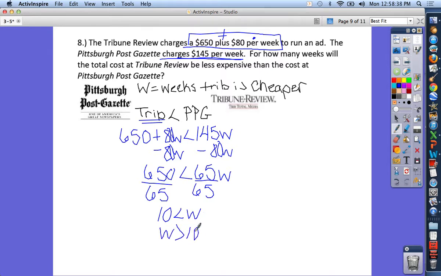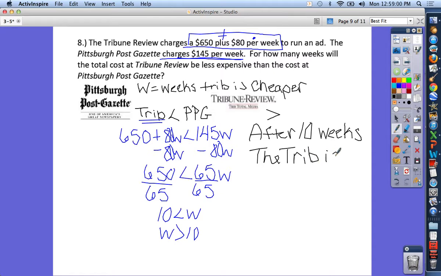So if I were writing a sentence about this, because it's greater than, I would say something like after 10 weeks. After 10 weeks, the Tribune is cheaper.